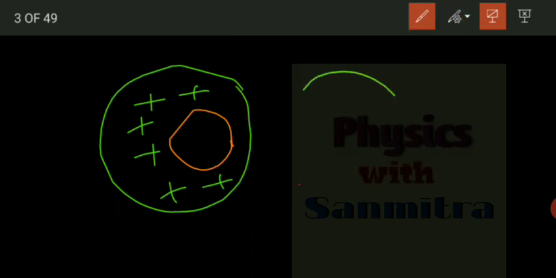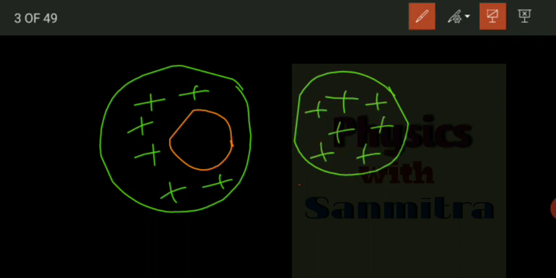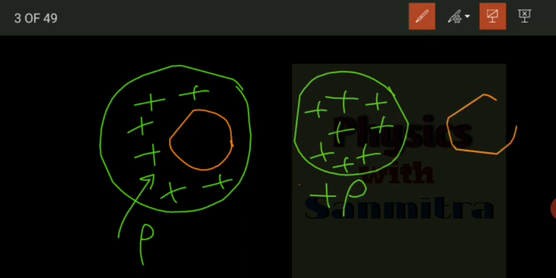I will assume that there is a complete sphere of total charge, and let's say the charge density is rho, that is, charge per unit volume. This is plus rho, and we will take another smaller sphere.